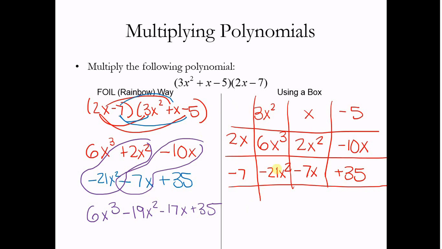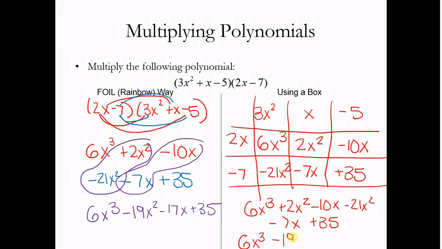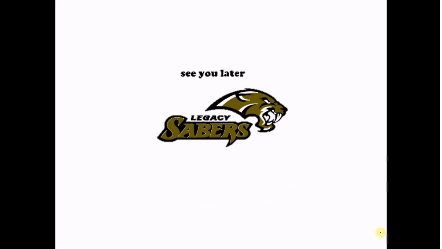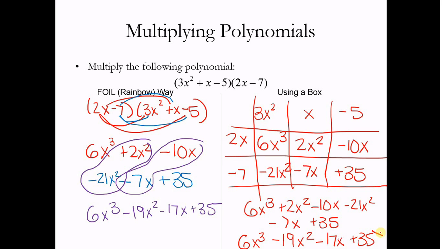So now, let's combine some. I'm going to write out what I got. 6x cubed plus 2x squared minus 10x minus 21x squared minus 7x plus 35. Combine some like terms here. I don't have any other cubes to go with the 6x cubed. I have some x squareds though. I get a negative 19x squared. Negative 10, negative 7, I get negative 17x plus 35. Just like I did on the left-hand side.